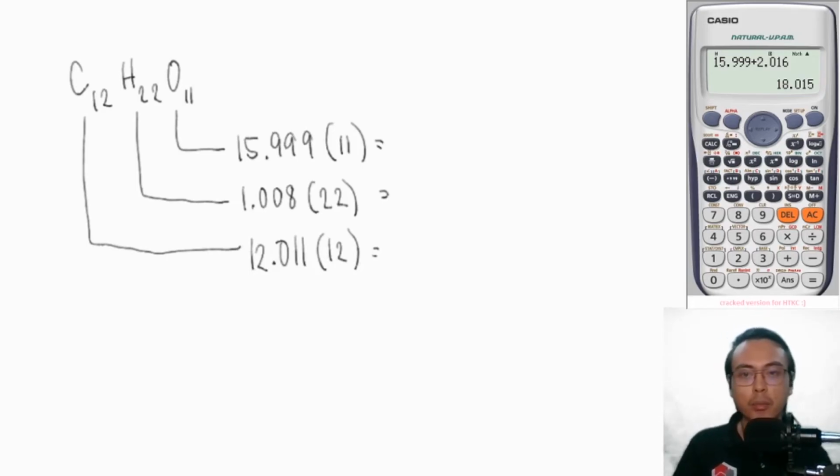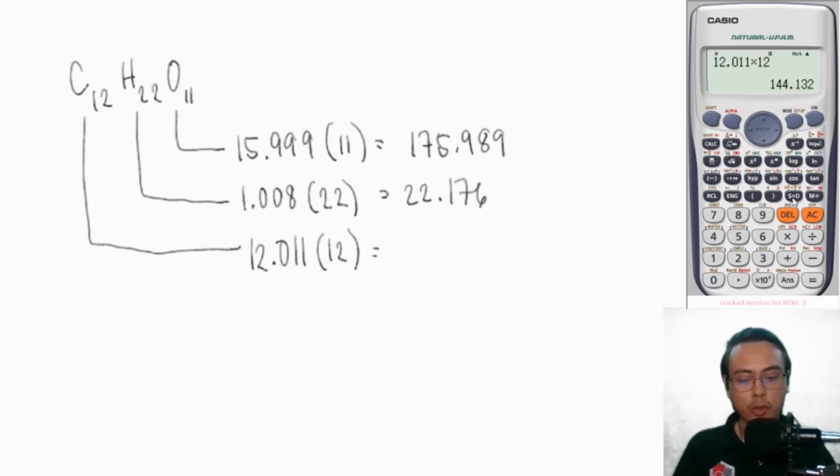And we simply multiply. First, for oxygen, 15.999 times 11, 175.989. Next, for hydrogen, that is 22.176. And lastly, for carbon, 144.132.